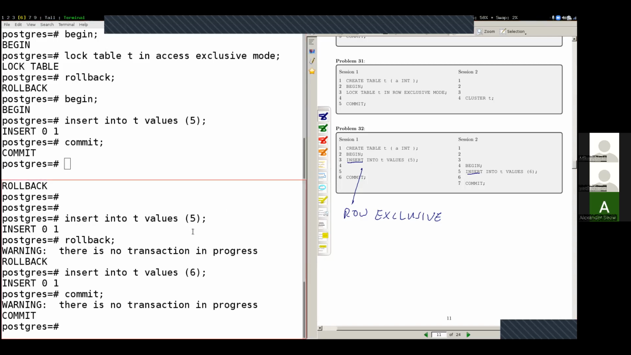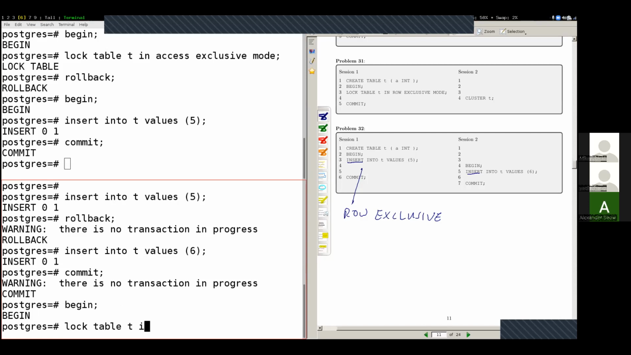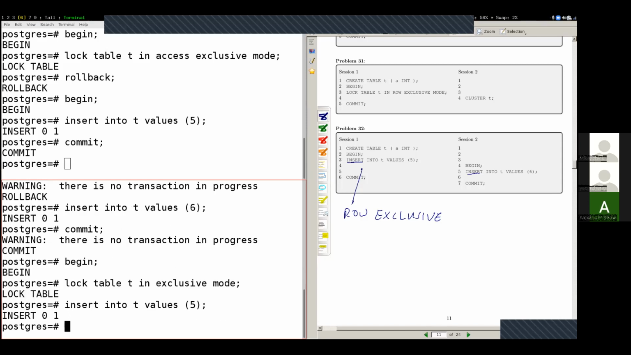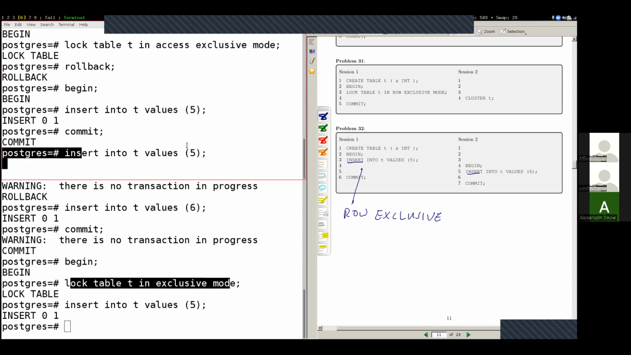In one session down here, let's begin a transaction. Let's lock table T in exclusive mode like this. So nobody else is allowed to use table T, but I can still insert into T values 5 right here. This is trying to acquire that row exclusive lock. That's an okay thing to do because it's my transaction that has this lock acquired. A different transaction is not allowed to acquire the row exclusive lock. A different transaction will block, but my transaction will not block. Good question. Any other questions?